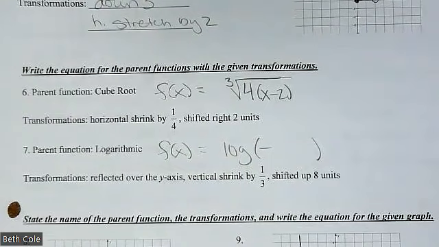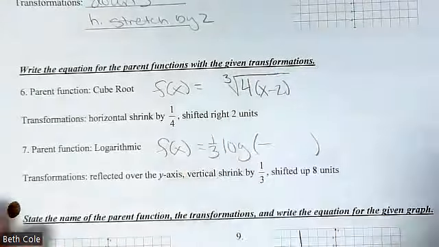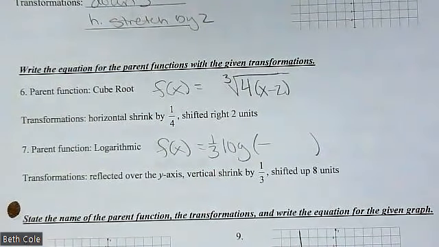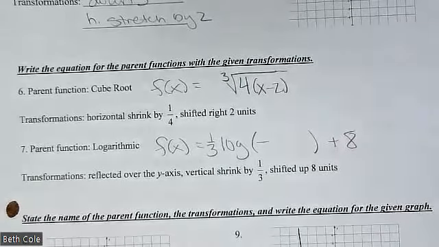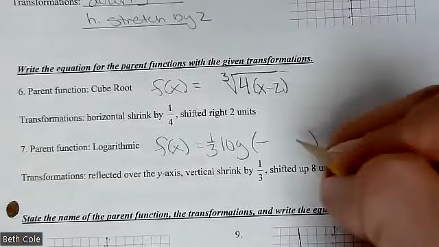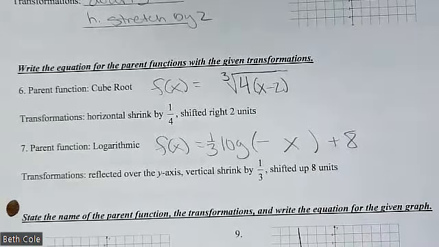Vertical shrink by a third. Vertical means outside, so that 1/3 goes outside. And then up 8 would be a +8 where? On the outside. Now there's one thing I didn't put in yet because I wasn't quite sure where we were going with this, but what else do I need in there? Yeah, like you have to have a variable, so you have to have an x somewhere. But you're just kind of assembling it.